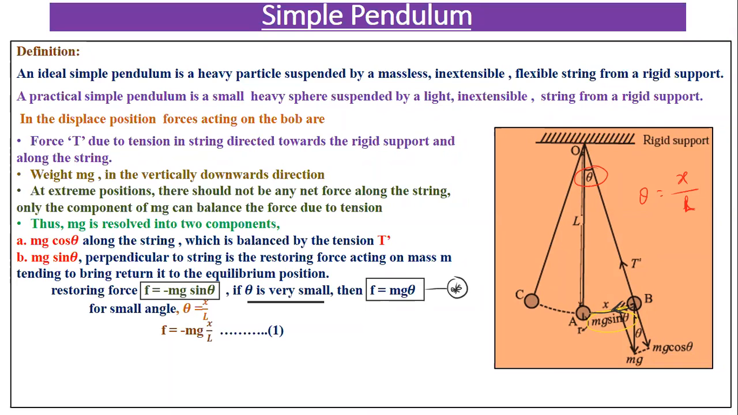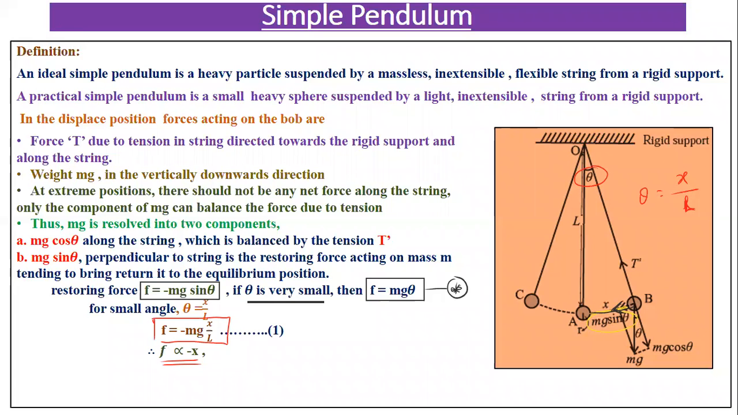So we get restoring force is equal to minus mg into x by L. Or when we want to write only the magnitude, no need to put the minus sign. So this is equation number 1. Now by this equation, as m is constant, g is constant, L is constant, F is proportional to minus x. So we get the formula F proportional to minus x.